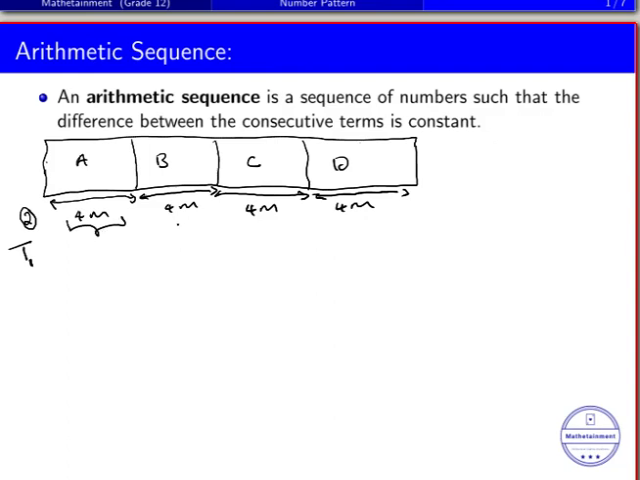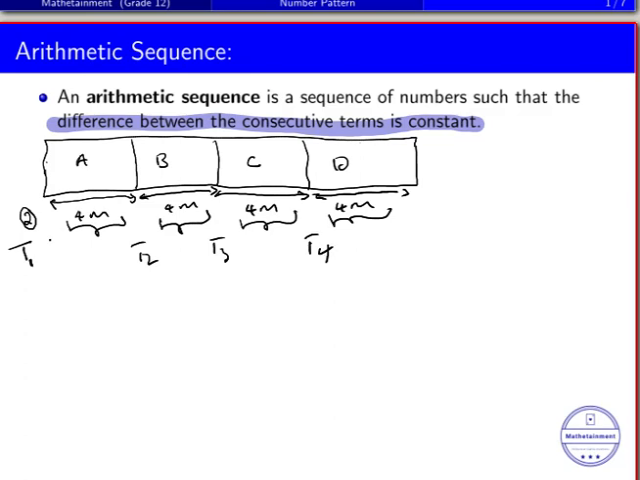And see here, these classes are equally separated from one another, which is a difference between the consecutive terms that is constant. So this one is term number 1, this one is my term number 2, this one is my term number 3, this one is my term number 4. So judging from this sequence, or this story of mine, moving from my class A to my class B, I add 4 meters. And moving from my class B to my class C, I add 4 meters. Moving from my class C to my class D, I also add 4 meters.